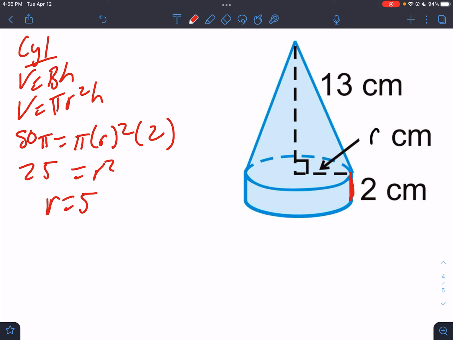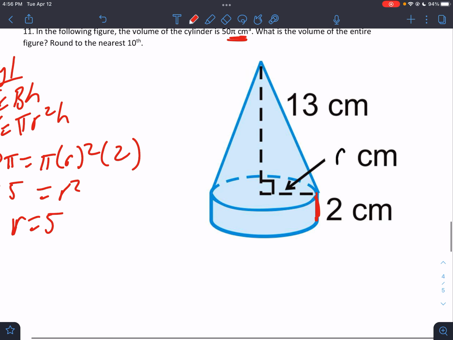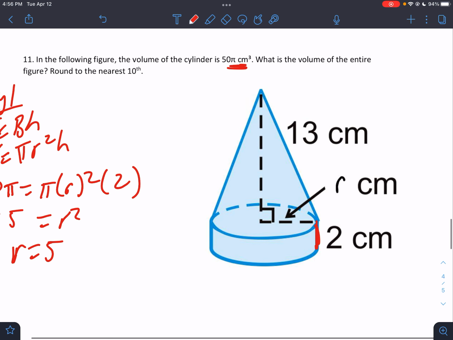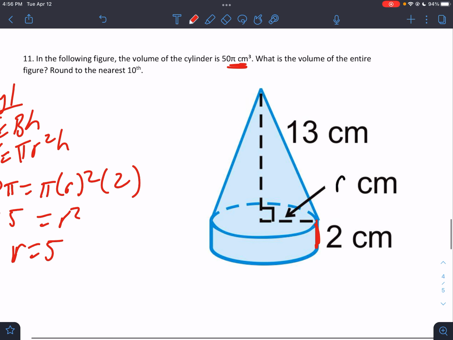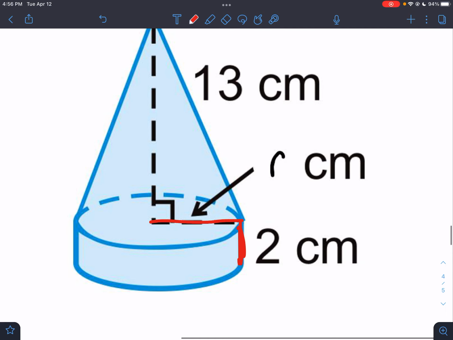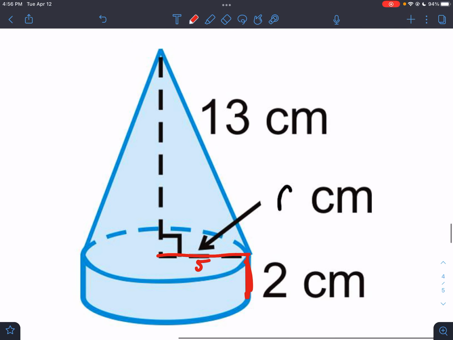If that was too fast, I divided by pi. They canceled out. I divided by 2. 50 divided by 2 is 25. Take the square root. Done. So I know the radius. What is the volume of the entire figure? All right, well, we know that this is 5 now. They told us this part's 13. We do need the height for the cone.